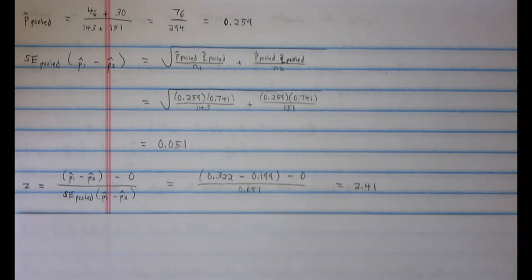Now we can calculate a z-score. We'll take the observed difference between the sample proportions, p1 hat minus p2 hat, minus the hypothesized difference in the two proportions, that's 0, over the standard error pooled. So in this case, we have 0.322 minus 0.199 minus 0 over 0.051 to give a z-score of 2.41.